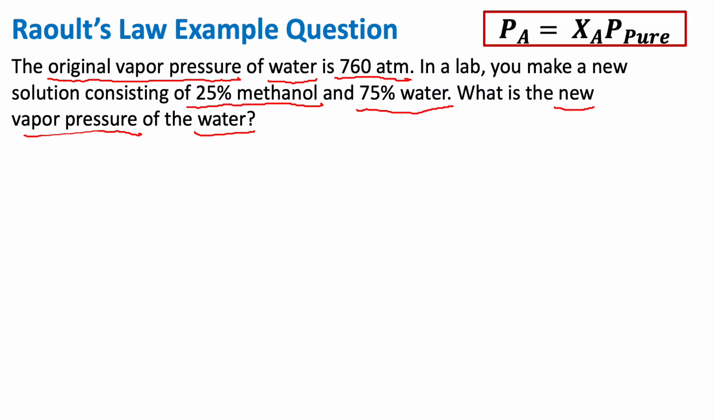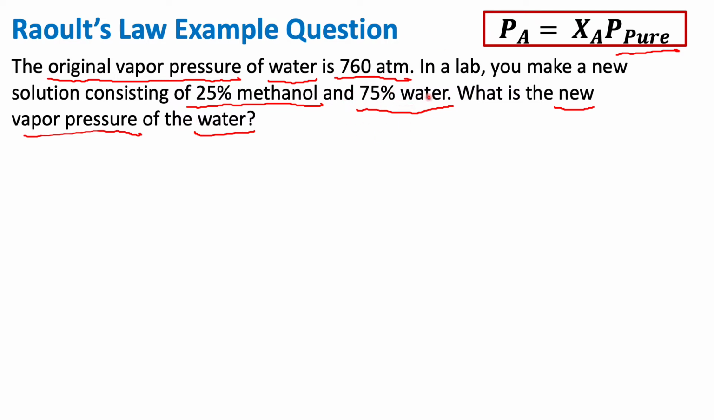Now that we've highlighted our key terms, let's label what we know. Now remember that P pure is the original pressure of our solvent. Now first we need to determine what our solvent is, because we're given two different substances. We're given both water and we're given methanol. Now in order to figure out which one is the solvent, we take the one which is in the higher concentration. So we know that there's more water than methanol. So water is the solvent because there's 75% water, 25% methanol.